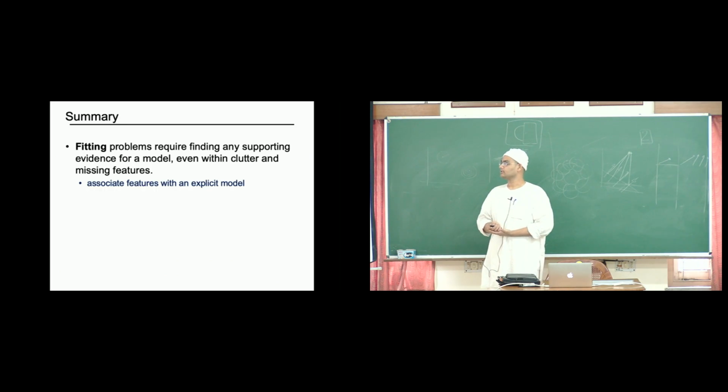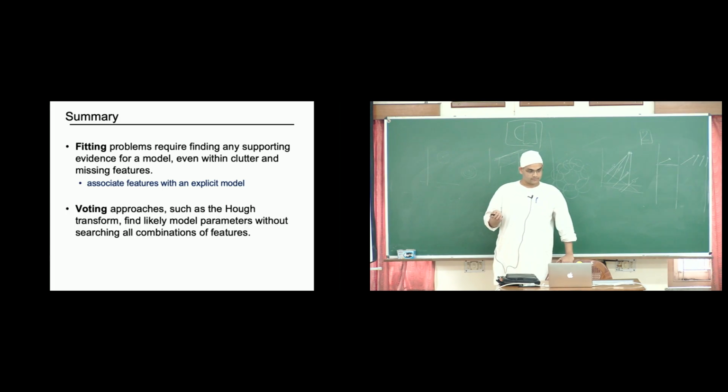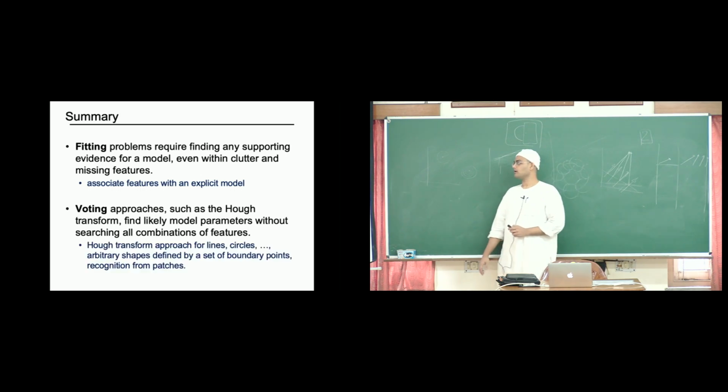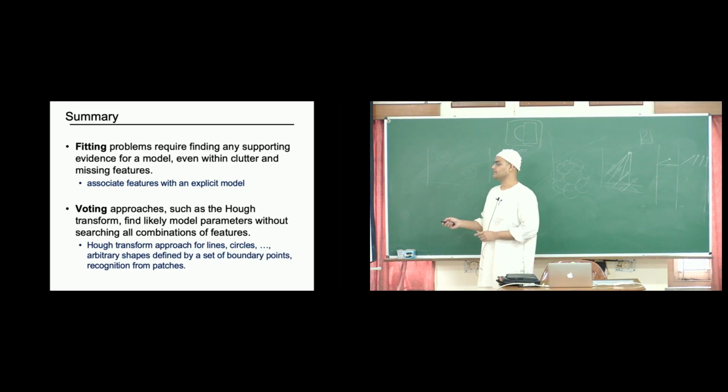So that's it. What is the summary? Fitting problems requiring finding any supporting evidence for a model, even with clutter and missing features, can be solved by this algorithm. These are the fitting problems and the voting approach. Voting is a very important, very strong thing. Hough transform approaches for lines, circles, any arbitrary shapes defined by a set of boundary points, recognition from patches, everything you can do with the same algorithm. This is a very basic voting algorithm. So that's all for today.